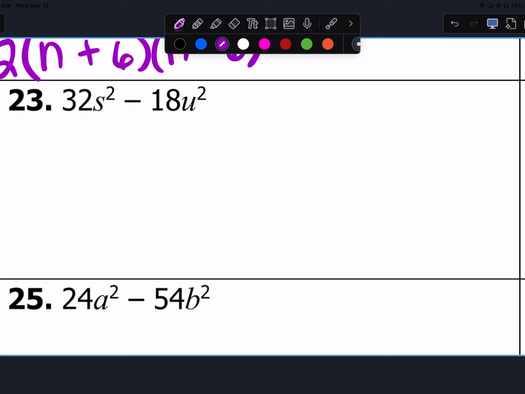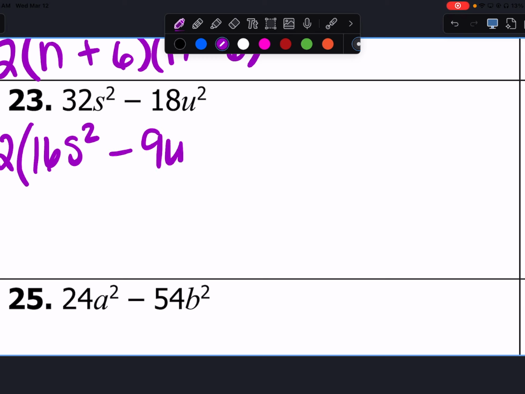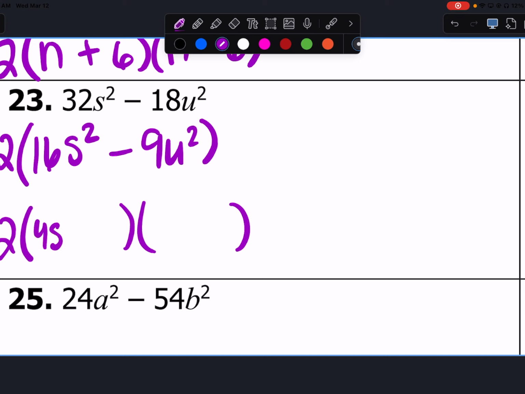I always start with this. It's 2. And so when I factor out the 2, what is 32s squared divided by 2? Then negative 18u squared divided by 2 is what? So then, is that a difference of squares inside? So let's factor it. What squares to give us 16s squared? 4s. What squares to give us 9u squared? 3. What signs do I need? There we go. Yes, ma'am.